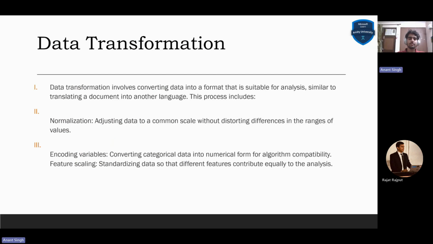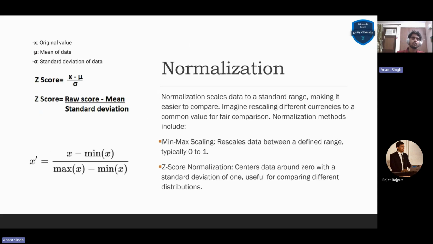And feature scaling is we standardize the data so that different features or different attributes can contribute equally to the analysis of the data. Right? Now let's talk about normalization in a bit more detail. First, let's read the slide. Normalization scales the data into a standard range, making it easier to compare. Imagine rescaling different currencies to a common value for fair comparison.